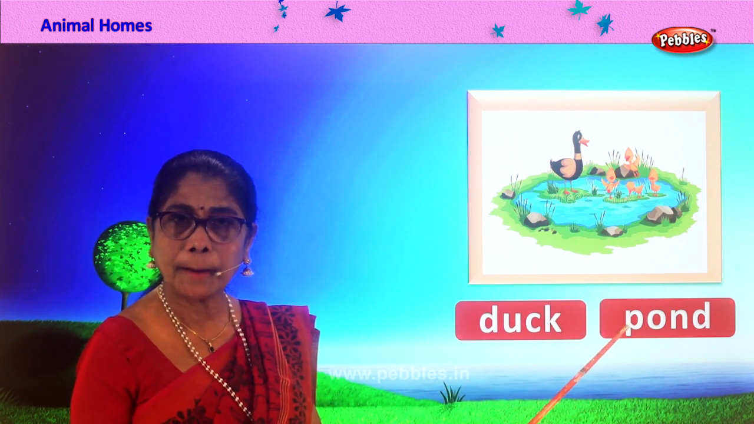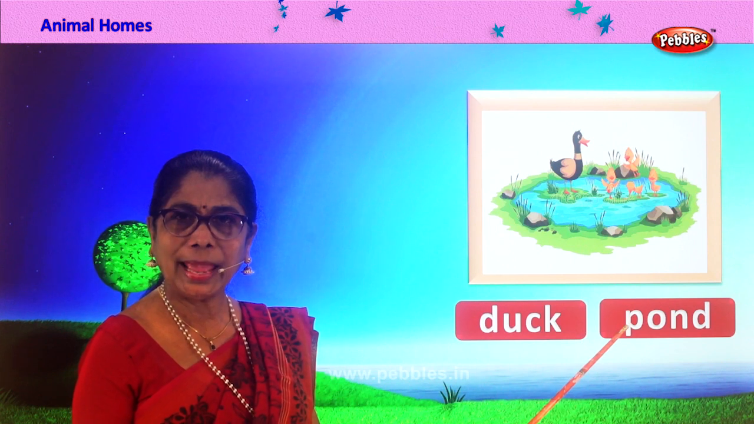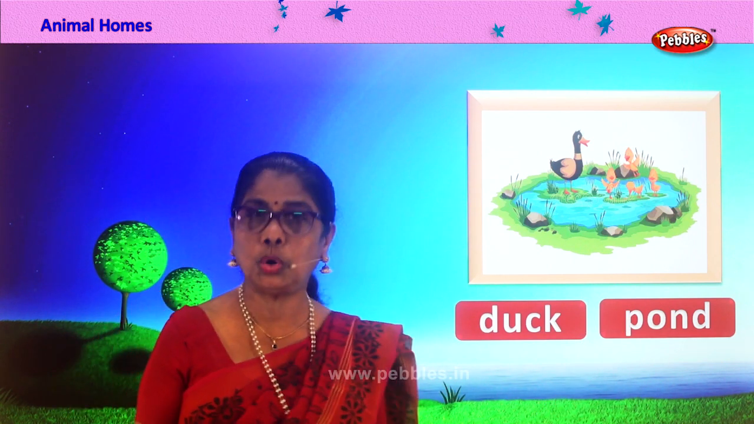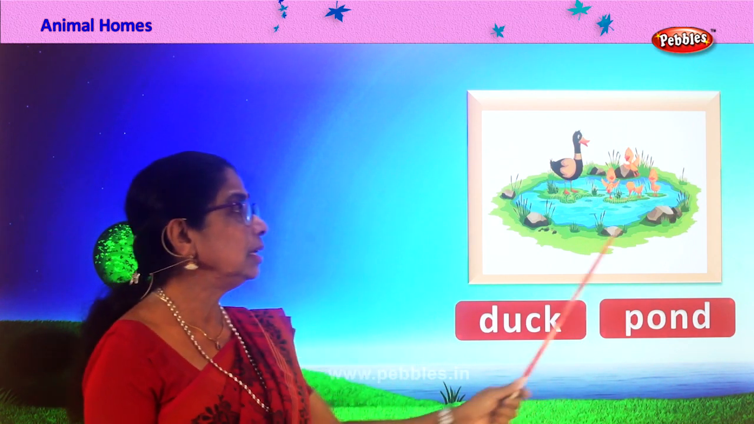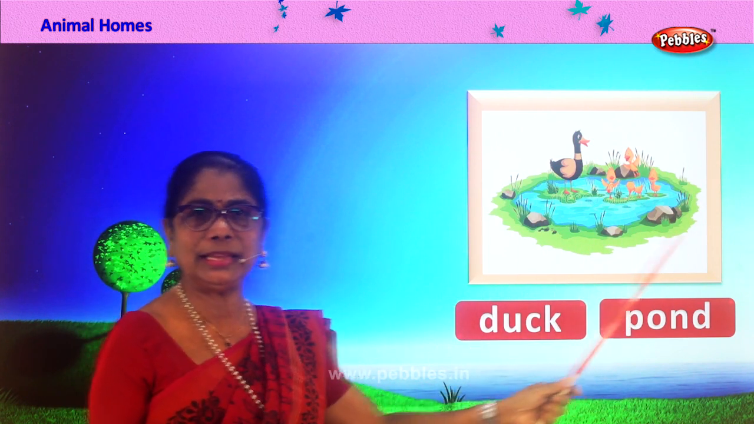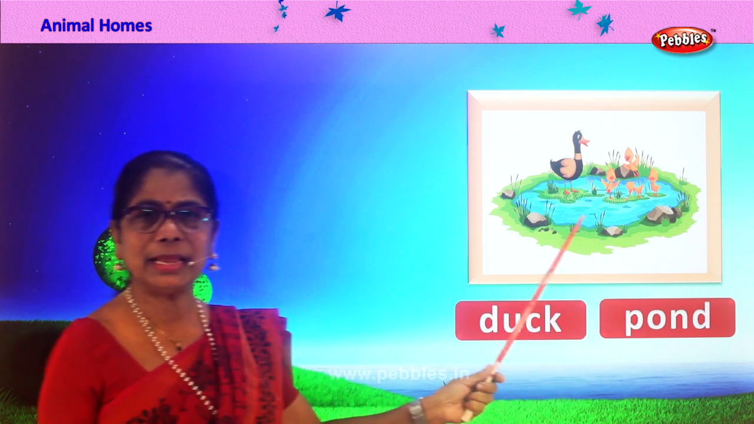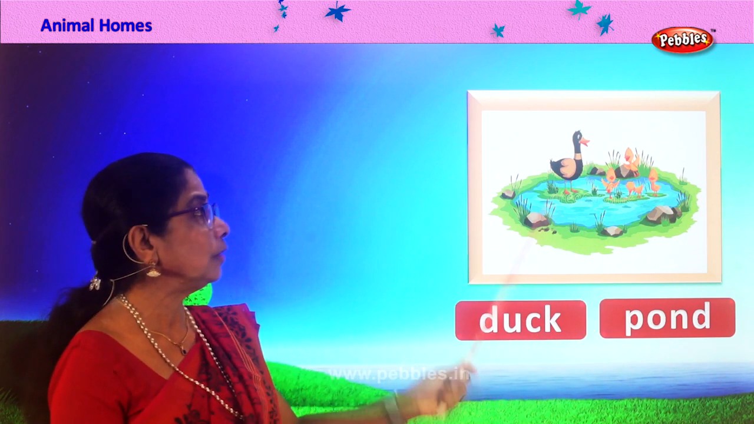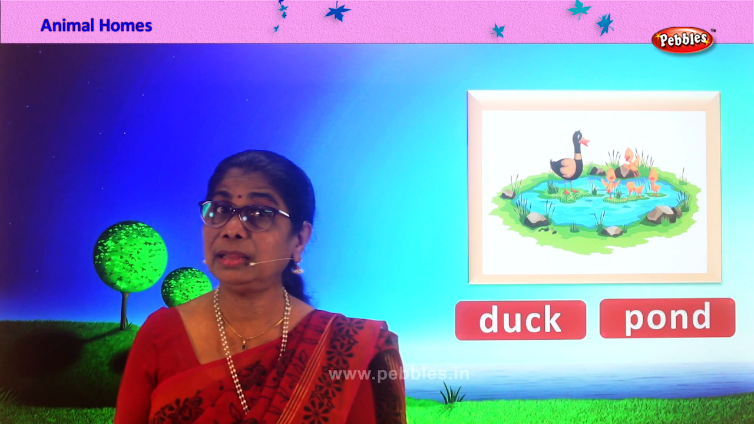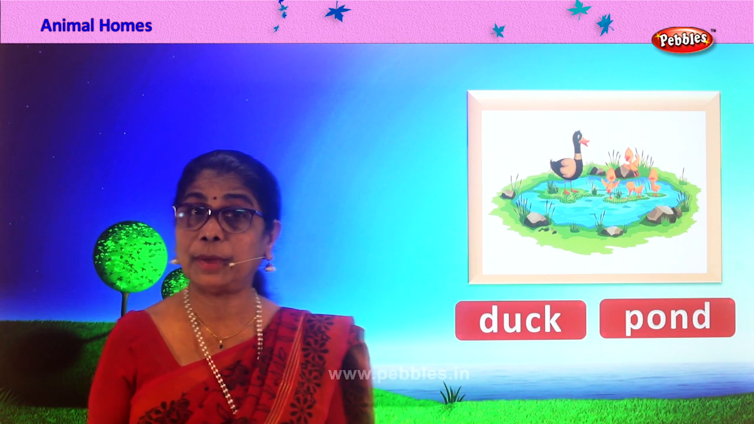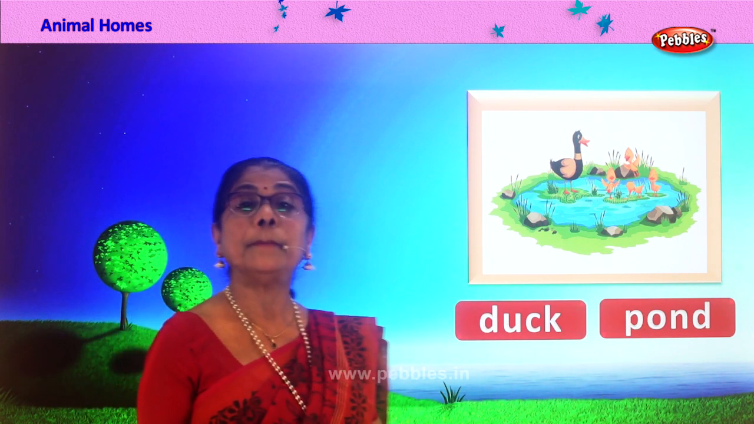Spell pond. P-O-N-D, pond. Pond is a small place with water, with land around, a tiny place. There's enough water for the duck and the babies, ducklings to swim about. Duck lives in a pond.